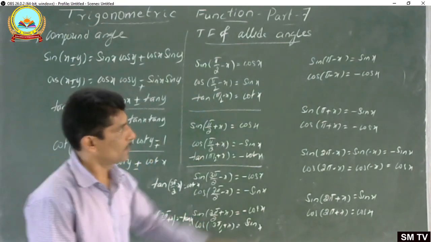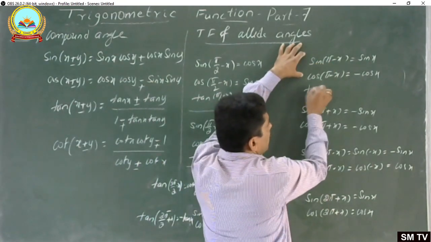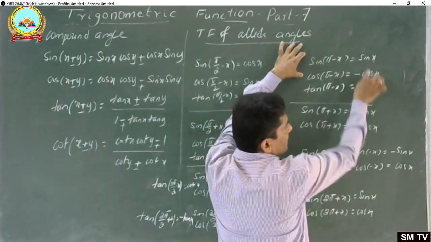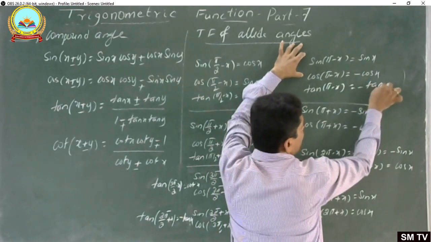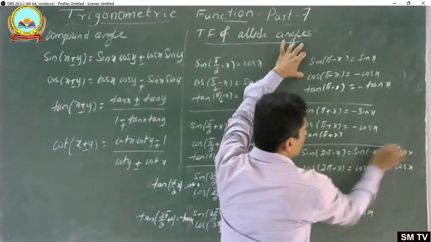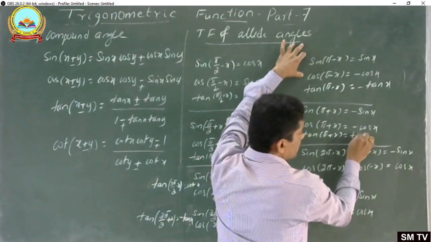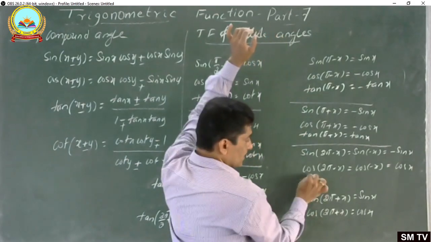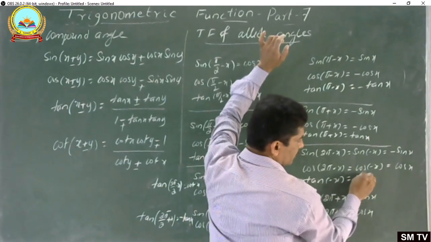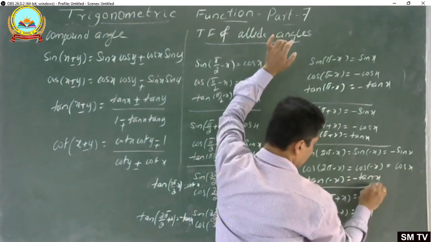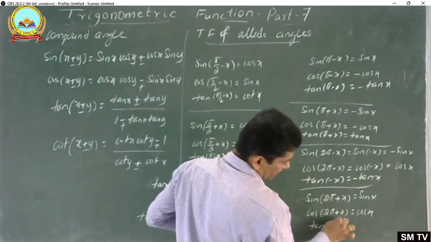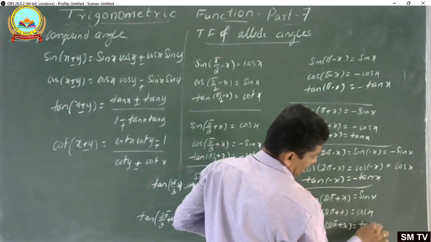It is clear. Here also, tan of pi minus x. What is the value of tan? Sin x divided by minus cos x, minus tan x. Tan of pi plus x is equal to minus sin by minus cos, which is tan x. Tan of 2 pi minus x is sin by minus cos, minus tan x. And tan of 2 pi plus x is sin by cos. Therefore, this one is the periodic function. Already you know that its value is equal to tan x.